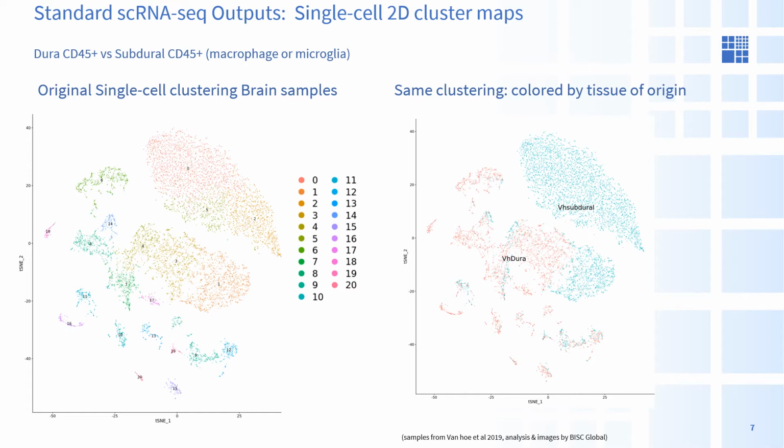And here we're looking at the tissue of origin, so subdural versus dural tissue. And we can see that the data isn't necessarily clustering by location, but probably more by cell function. So you could also color this by treatment versus control, or biological replicate number, or age of your patient, whichever factor is most relevant to you. And this is a very standard map that you'll see quite typically.